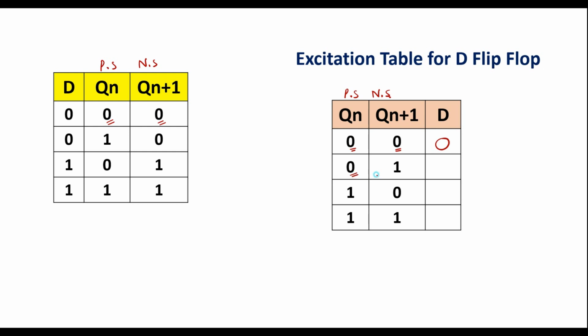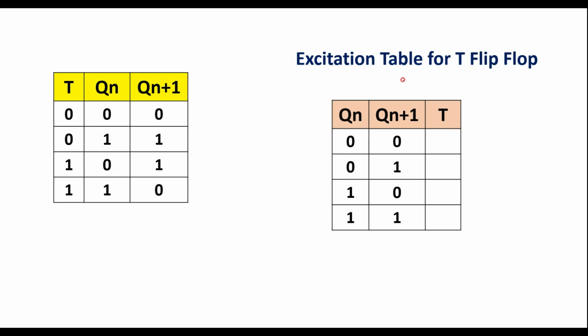When present state is 0, next state is 1, that is 0, 1. Here we can observe 0, 1. The corresponding input D is 1. So it should be 1. When it is 1, 0, so here we can see 1, 0. Corresponding input is 0. 0 should be written here. Here it is 1, 1. The corresponding input is D is equal to 1. So this is the excitation table for D flip-flop.